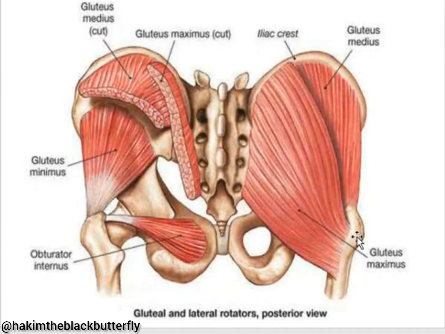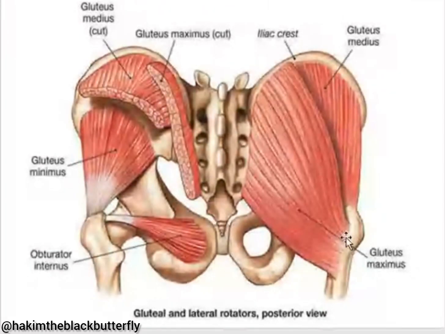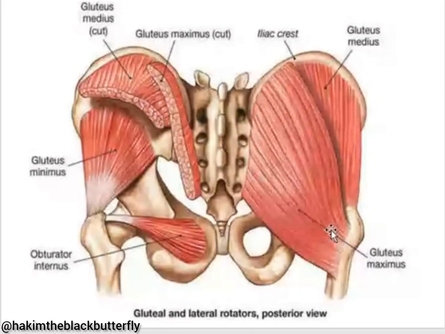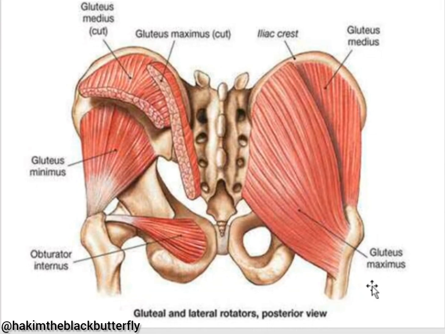It goes and inserts on the gluteal tuberosity of the femur and what we call the iliotibial tract. The iliotibial tract is an aponeurosis of the lateral aspect of the thigh. I will show it to you. From the ilium, posterior to the posterior gluteal line and the sacrum, it then goes and inserts onto the gluteal tuberosity of the femur and the iliotibial tract, which is an aponeurosis on the lateral aspect of the thigh.